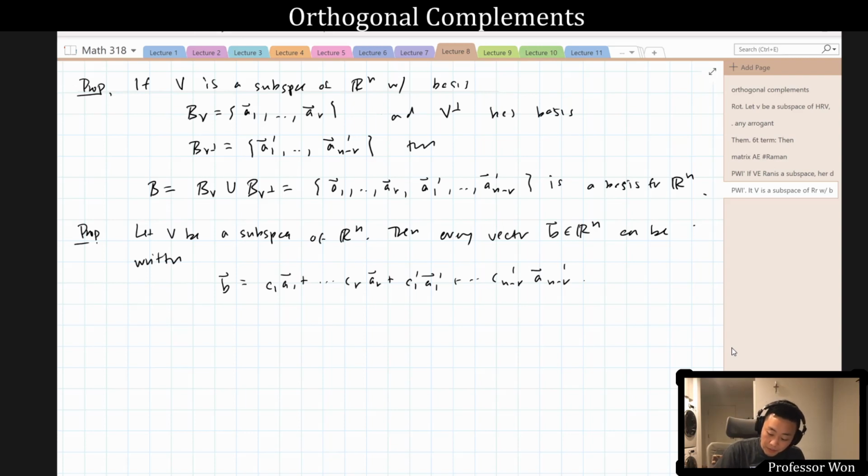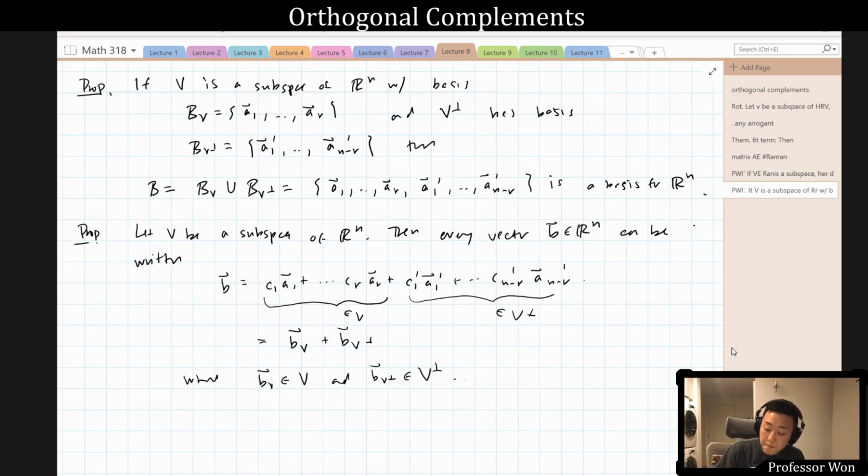But then what you can do is you can notice that this thing is in V, right? Because it's a linear combination of the elements in V. And then this thing is in V perp because it's a linear combination of elements in V perp. So you can write every vector in Rn as a vector BV plus a vector BV perp, where BV is in V and BV perp is in V perp. That's the real reason why we want the previous proposition. You can take any vector in Rn and write it as something in V plus something in V perp.